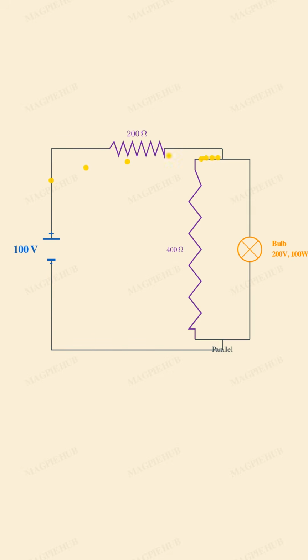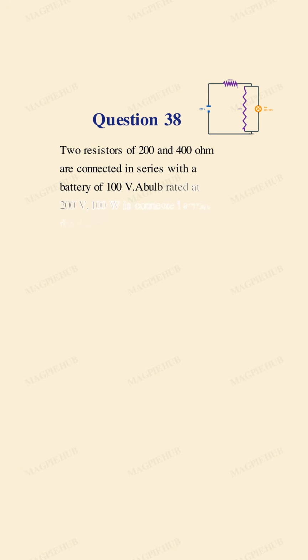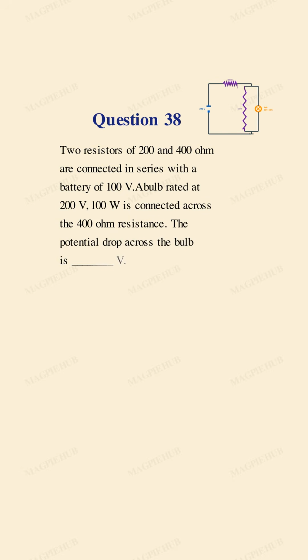Both branches reconnect and go back to the battery. Watch the current flow through the circuit. The question reads, two resistors of 200 ohm and 400 ohm are connected in series with a battery of 100 volts. A bulb rated at 200 volts, 100 watts, is connected across the 400 ohm resistance. The potential drop across the bulb is blank volts. The options are A, 25, B, 50, C, 66.6, and D, 100.